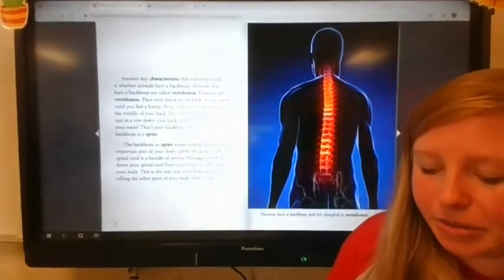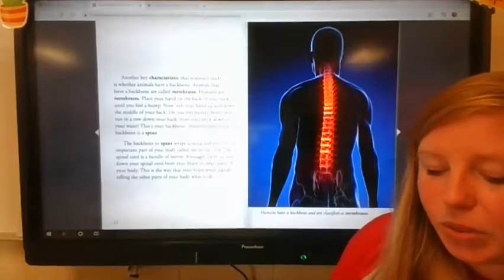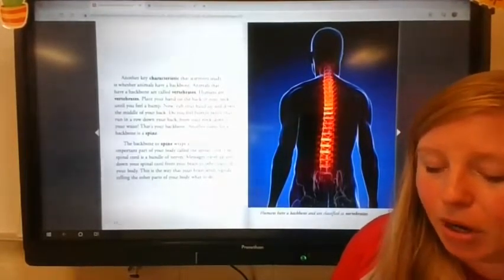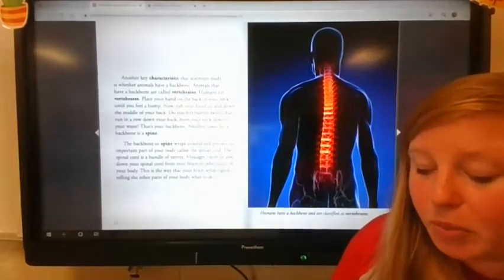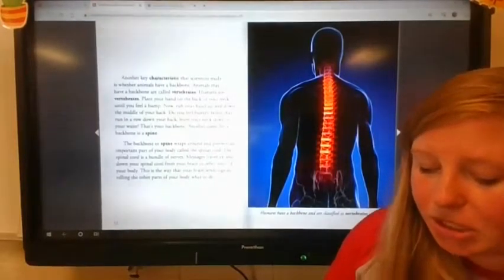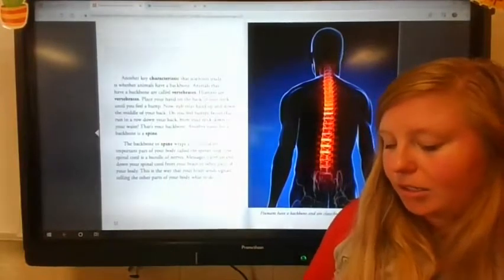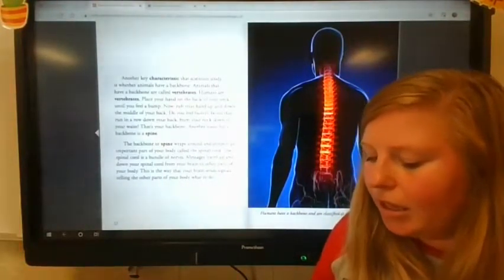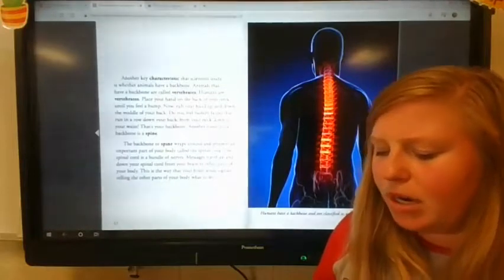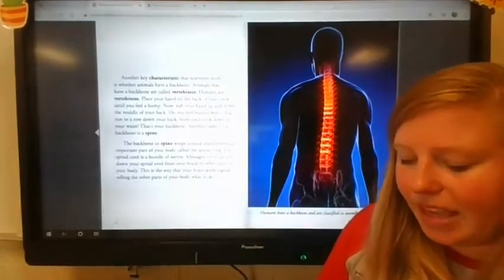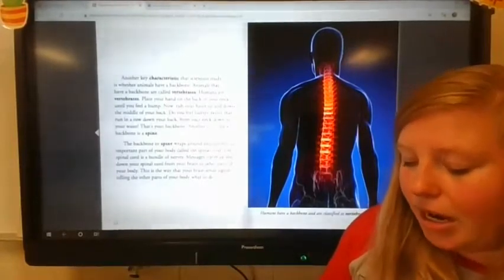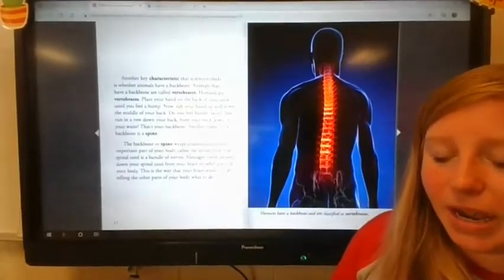Another key characteristic that scientists study is whether animals have a backbone. Animals that have a backbone are called vertebrates. Humans are vertebrates. Place your hand on the back of your neck until you feel a bump. Now rub your hand up and down the middle of your back. Do you feel bumpy bones that run in a row down your back, from your neck down to your waist? That is your backbone. Another name for a backbone is a spine.